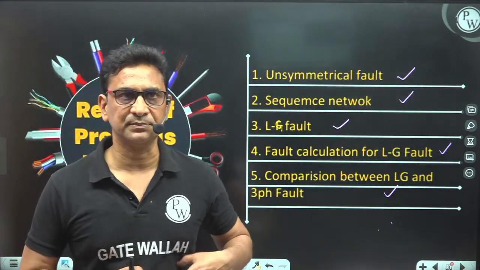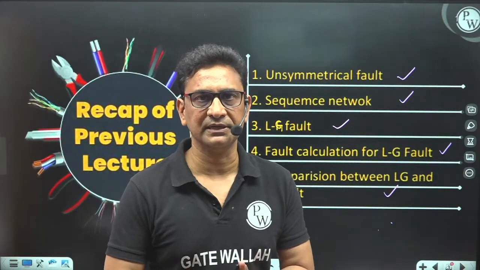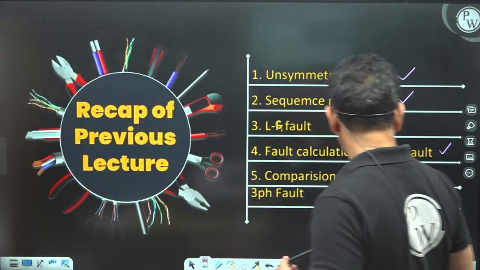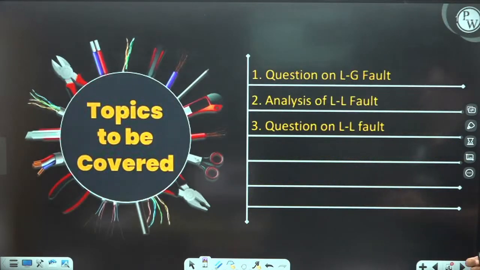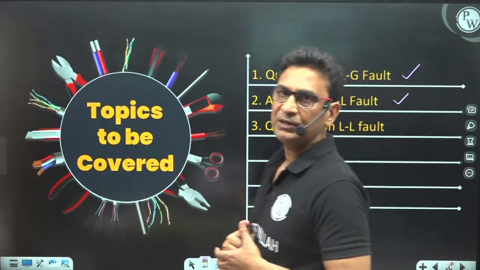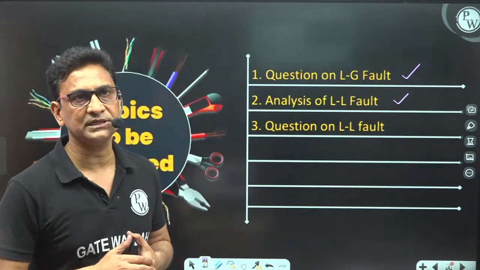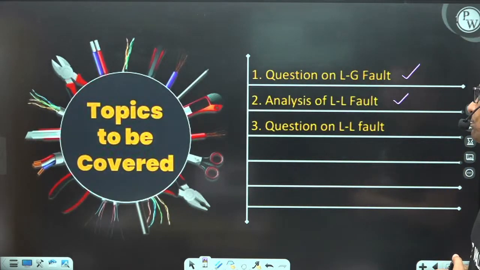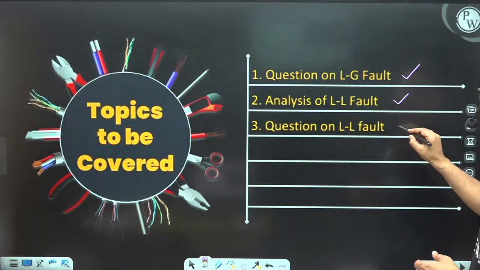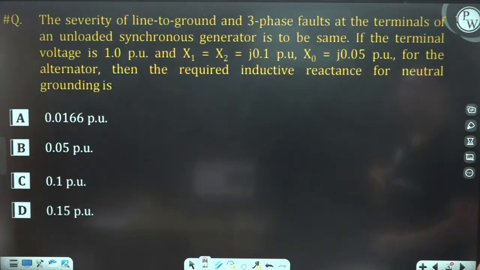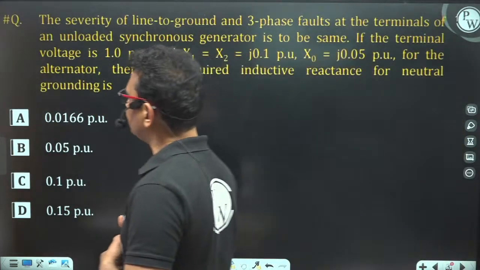That means if the fault occurs near the alternator terminal, or if the fault occurs on the transmission line, which fault is more severe? We did all this in yesterday's class. Now in today's class, we will do some more questions on the line to ground fault. Then we will analyze the power system when a line to line fault occurs in the system. That means when two phases are short circuited, how we can find the fault current. After analyzing the power system during line to line fault, we will do some questions on line to line fault. Okay, so let's move. This is a question on line to ground fault.